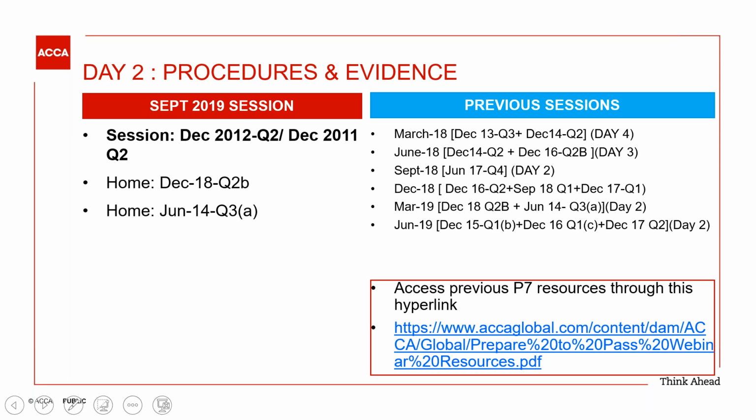For the particular session today, I have chosen two exam questions, one from the December 12 exam, question number 2, and one from the December 11 exam, question number 2. Then there are two home assignments, December 18, question number 2B, and June 14, question number 3A.